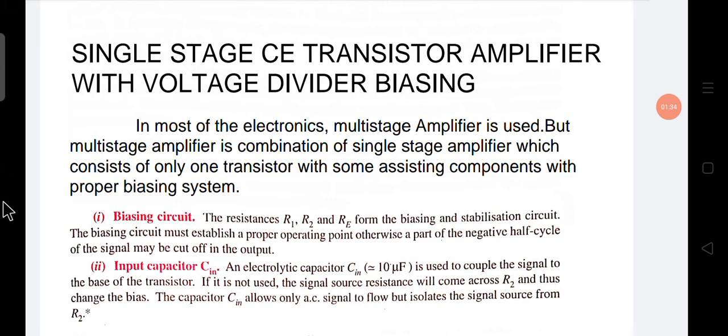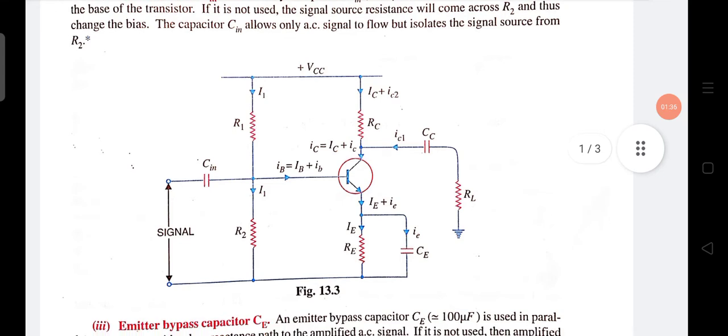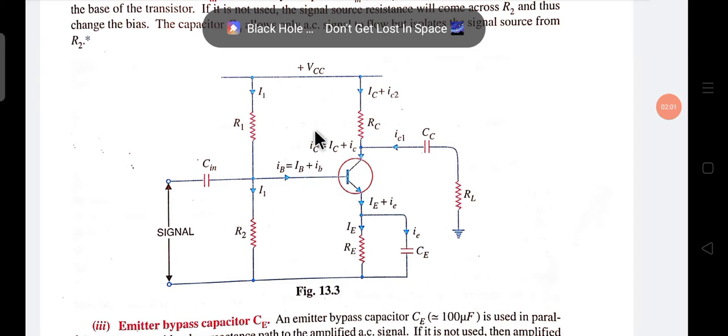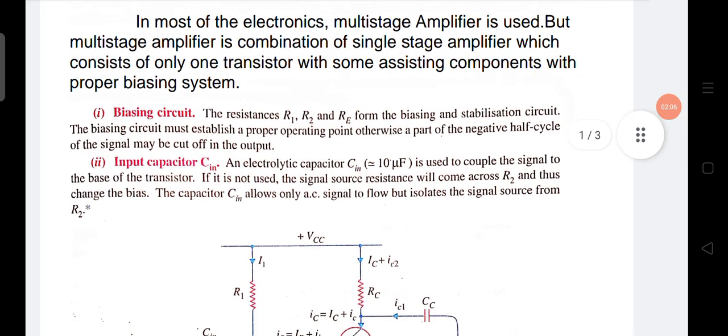Now here you see the circuit diagram of the single stage common emitter configuration voltage divider biasing amplifier circuit. This is our input, and this is our output. The input is base-emitter, and the output is collector-emitter, because the emitter is common here. Now let's see the biasing circuit.